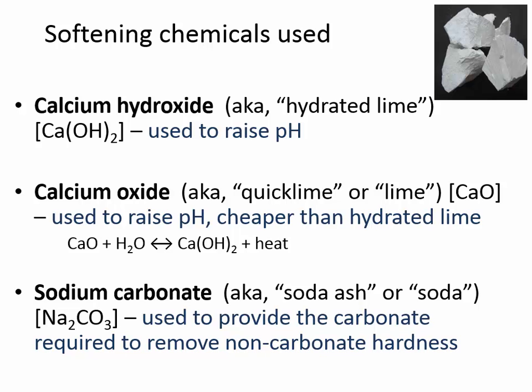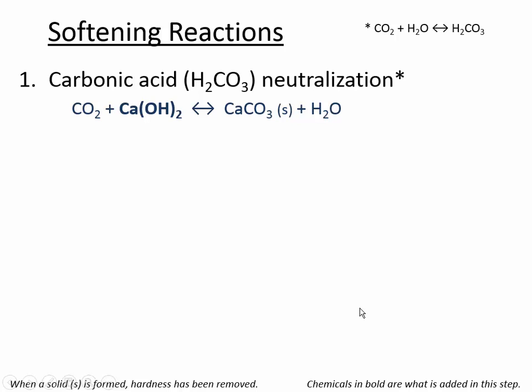And then if there's non-carbonate hardness, the way that you have to get it out is you have to add some carbonate so that the extra hardness that's in solution will have something to precipitate with. You need 2 ingredients to get out the non-carbonate hardness. And so to do that, we use sodium carbonate as our source of carbonate. And this is sometimes known as soda ash or soda.